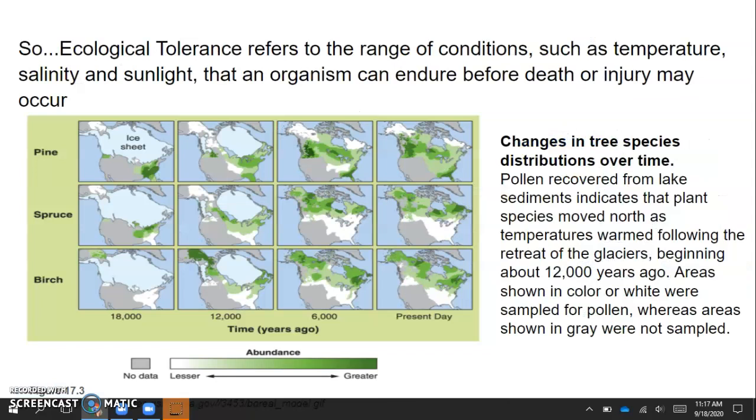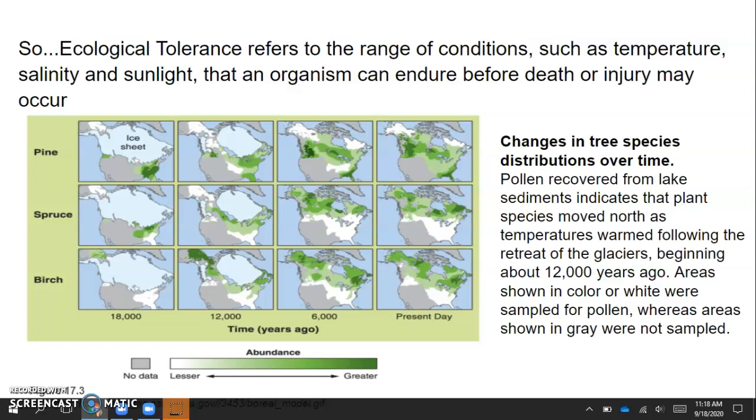So ecological tolerance basically just refers to the range of conditions, such as temperature, salinity, and sunlight, that an organism can endure before death or injury may occur. Okay, so what can organisms tolerate until they become injured or die?